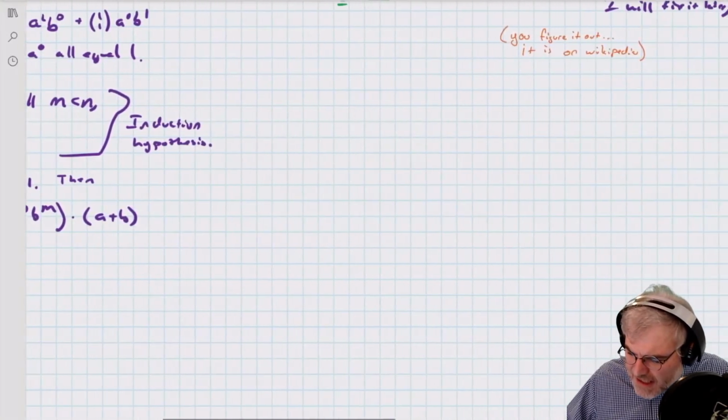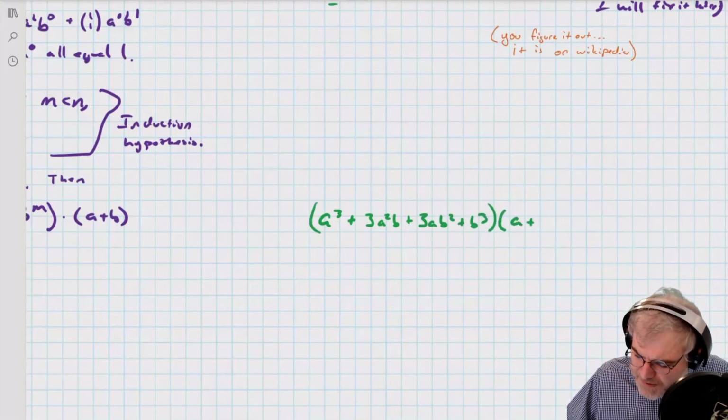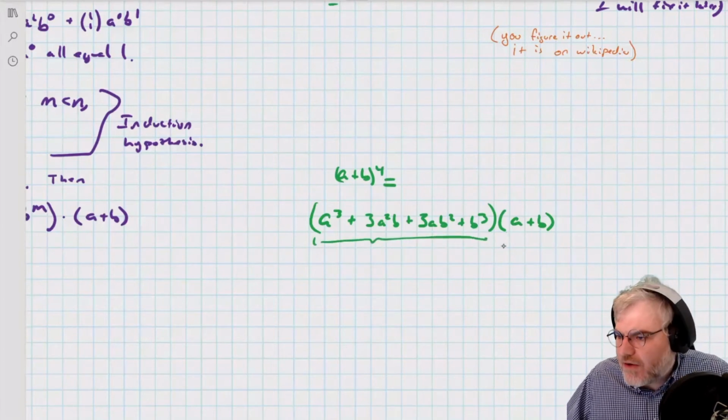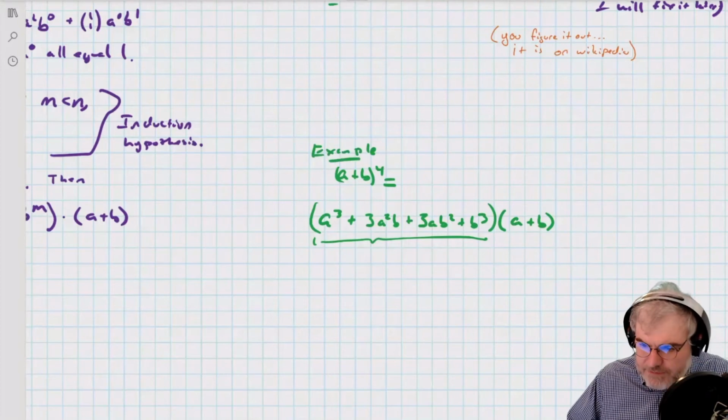Okay, and now I'm going to multiply it out. I can think of this as, I've got a cubed plus 3a squared b plus 3ab squared plus b cubed. And now I'm multiplying this by (a + b). This right here is by the binomial theorem, and now I've got another (a + b). If that helps you do a little bit more concrete.